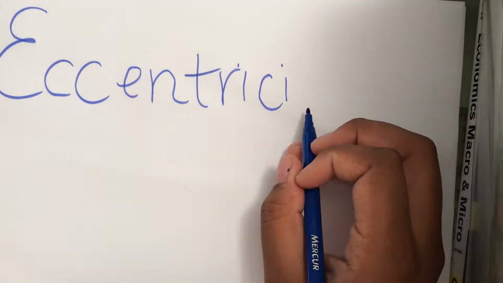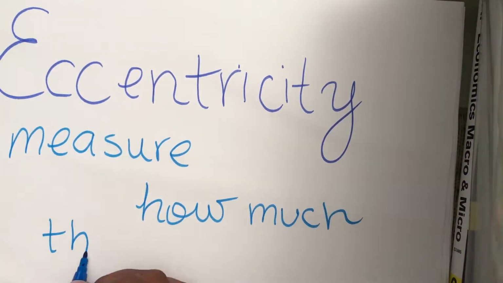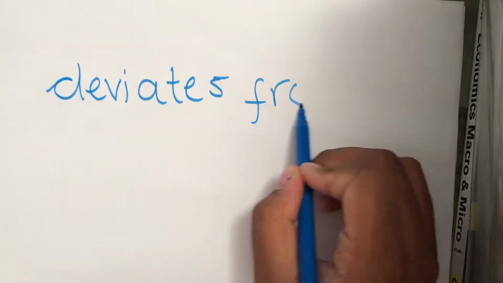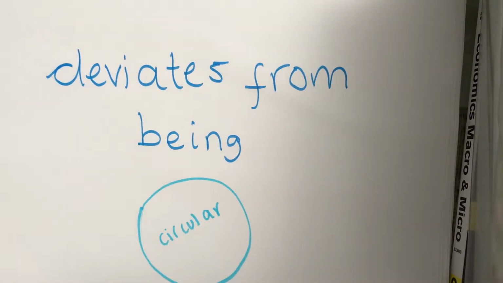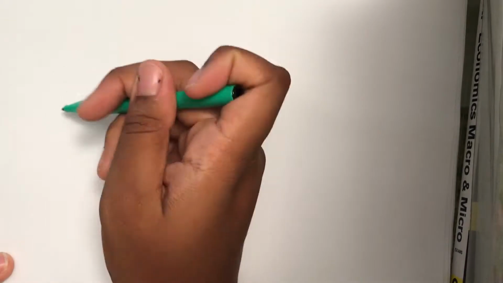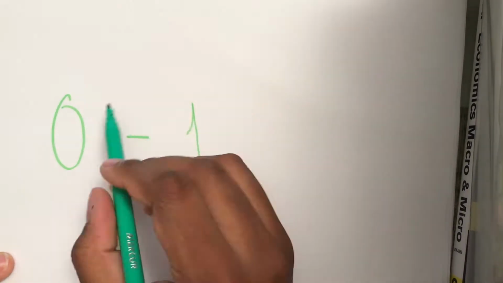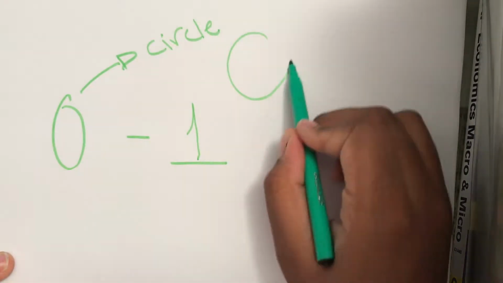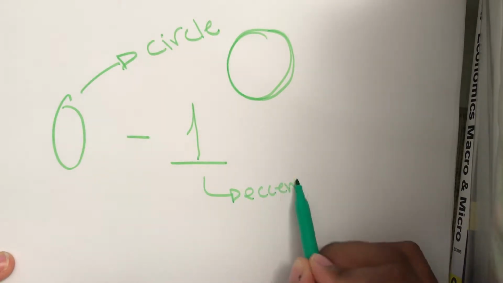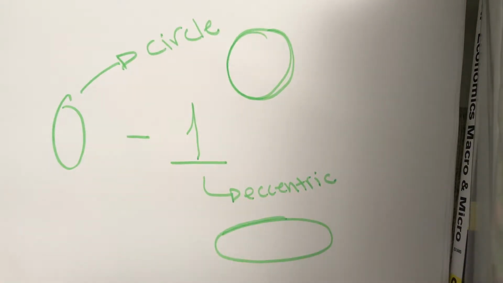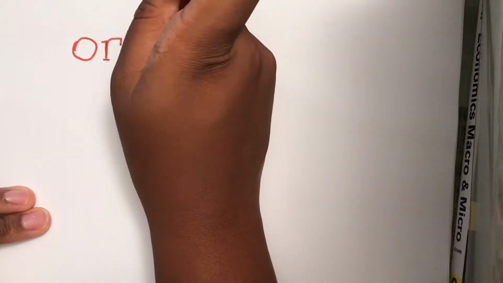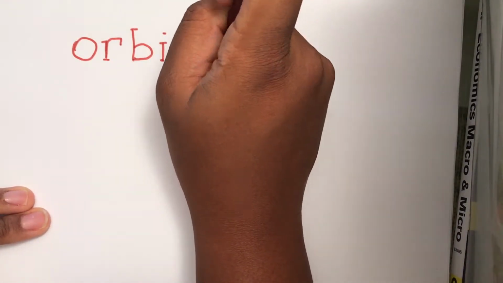What is eccentricity? Eccentricity is a measure of how much the conic section deviates from being circular. It is a number between 0 and 1, 0 being a perfect circle, and 1 being very eccentric. Eccentricity can be used to find a number of things, among them the orbits of planets around the Sun.